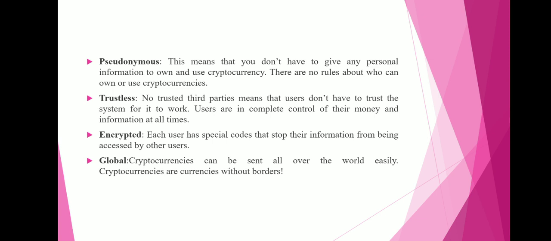The last property of digital currencies is global. It means cryptocurrencies can be sent all over the world easily, and they are currencies without borders. Anyone can purchase cryptocurrencies, anyone can join the Bitcoin network and anyone can do mining, so it is a universal currency. The currency is the same wherever you go. There is no religion or background requirement to purchase, so anyone can spend their money on cryptocurrencies. This also makes cryptocurrencies so popular.